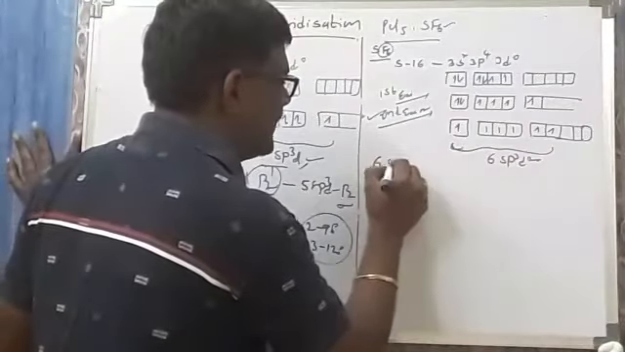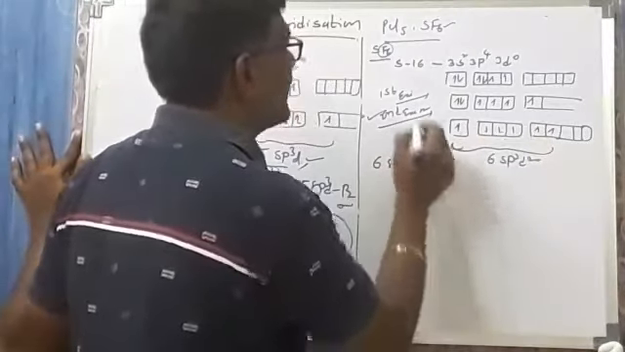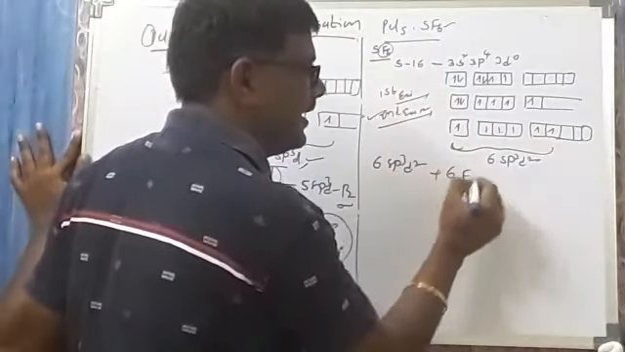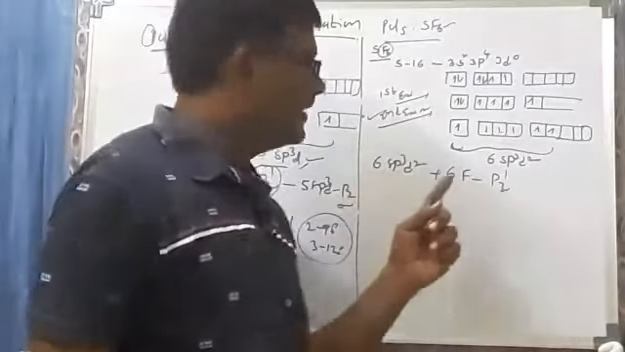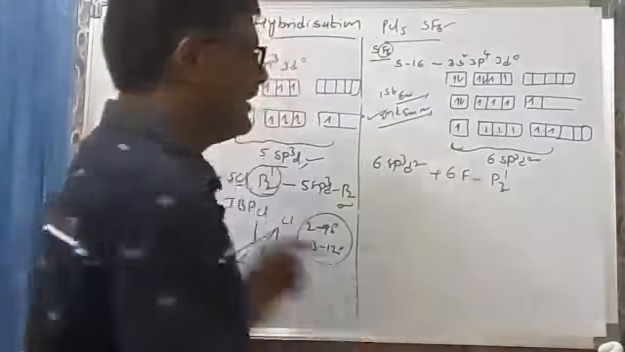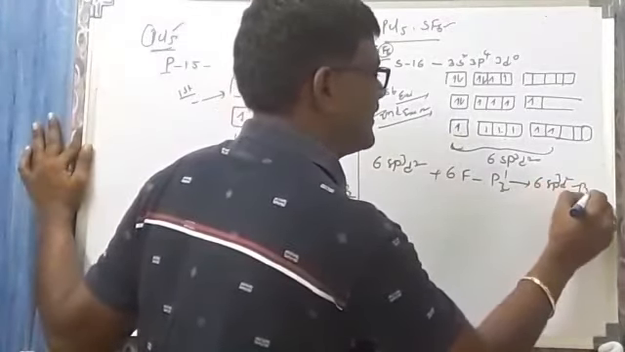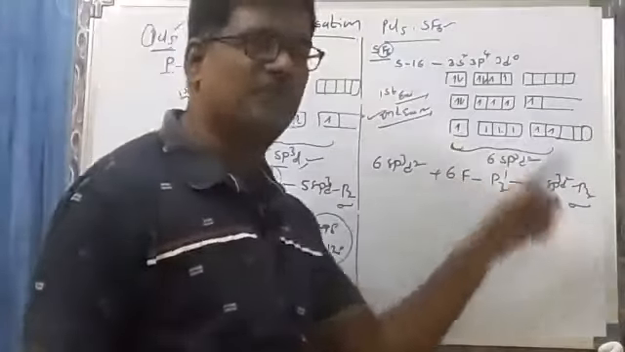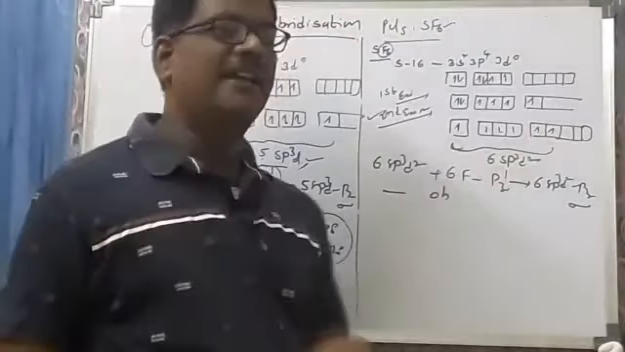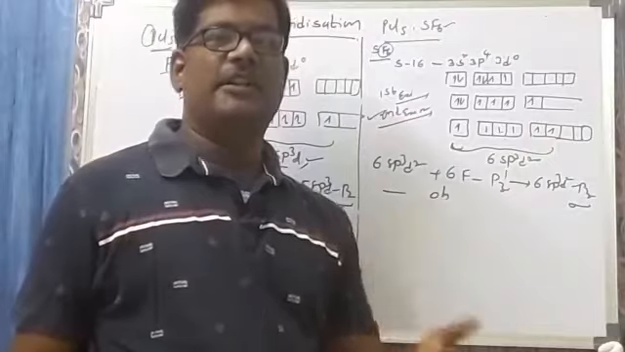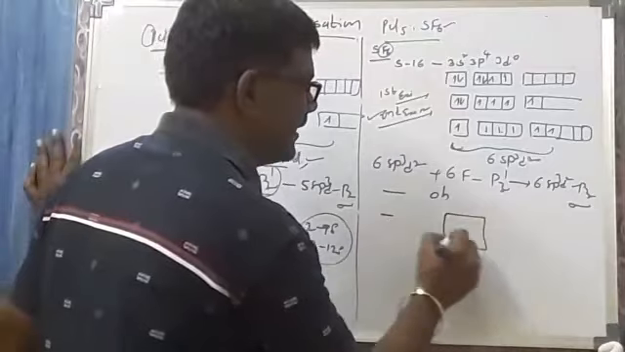Now these 6 sp3d2 hybrid orbitals, each containing 1 electron, overlap with the 6 fluorines. Each fluorine has a pz orbital containing 1 electron, so 6 fluorines have 6 pz orbitals. They overlap with each other and give you 6 sp3d2-pz sigma bonds. Ultimately, the shape of the molecule is octahedral. Any molecule which undergoes sp3d2 hybridization has an octahedral shape. What is the octahedral? This is the shape of the molecule.